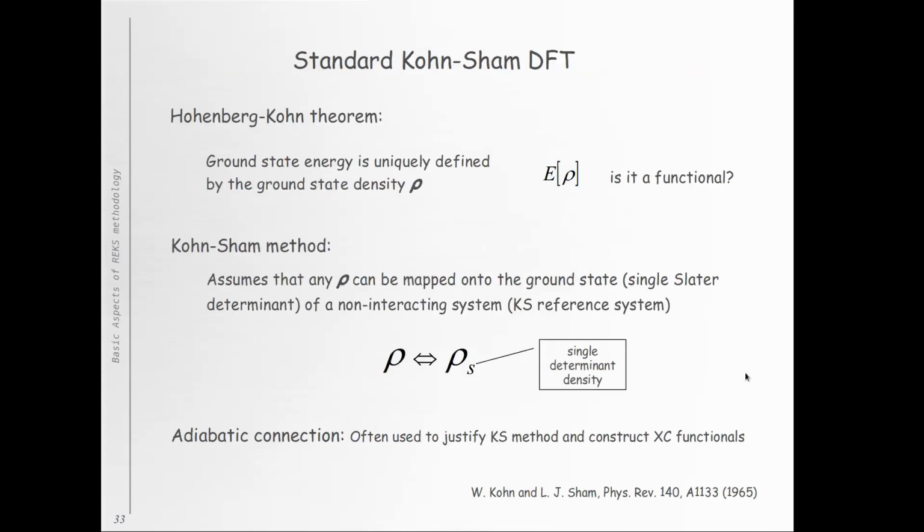So what is the problem with the standard Kohn-Sham DFT? Basically, I can say right away that this is a single determinant approximation. So how is it usually formulated? There are two important statements behind standard Kohn-Sham density functional theory. The first one is the Hohenberg-Kohn theorem, which says that the ground state energy is uniquely defined by the ground state density, which means that there is a one-to-one correspondence between the density and the energy. For any given density, there is a unique ground state energy, and vice versa.